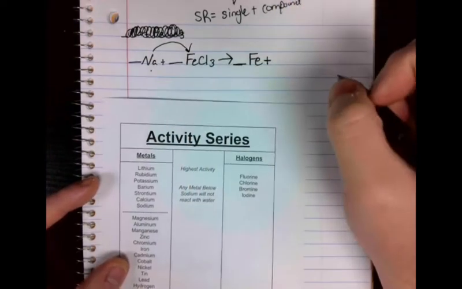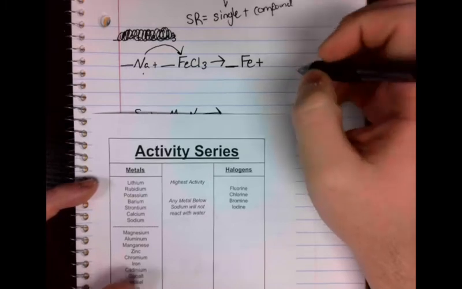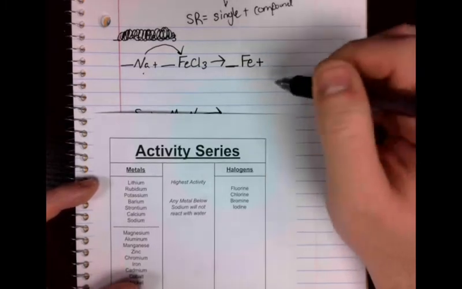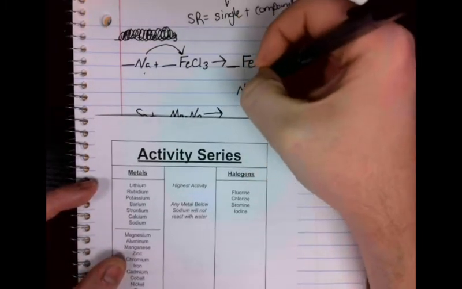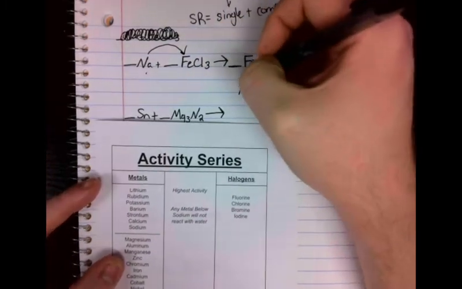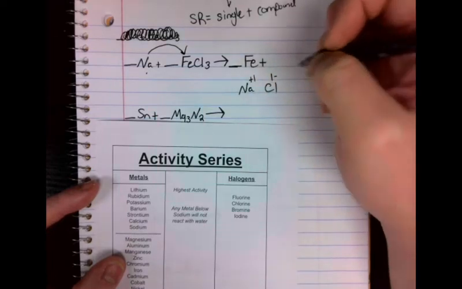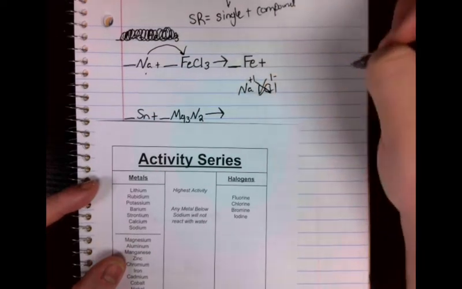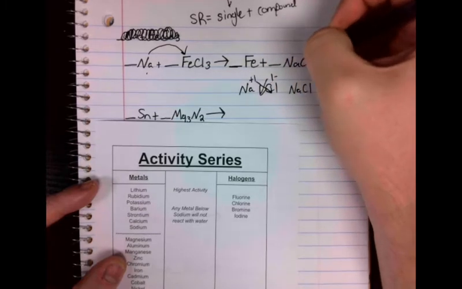And then we're going to have to cross our charges to figure out what the new compound over here is going to be. It's going to be Na, and it's going to be Cl, because Cl is the other piece. And we've looked at this one enough that you're hopefully feeling pretty comfortable about that. Na and Cl make sodium chloride, aka NaCl. And then we go through and we balance.